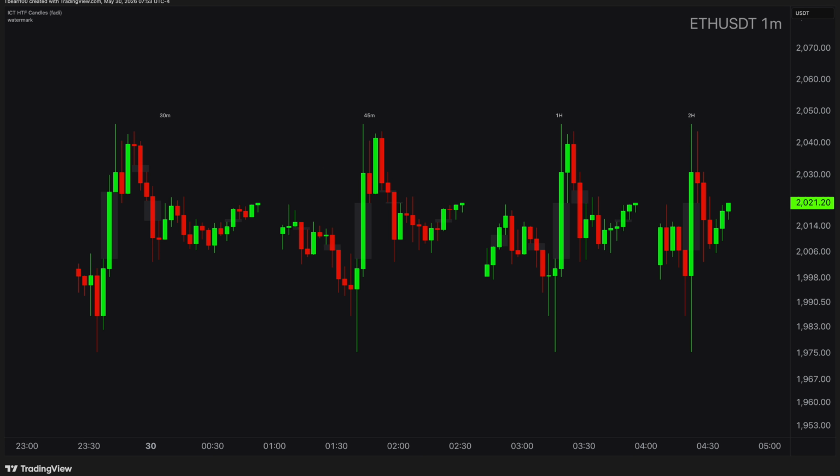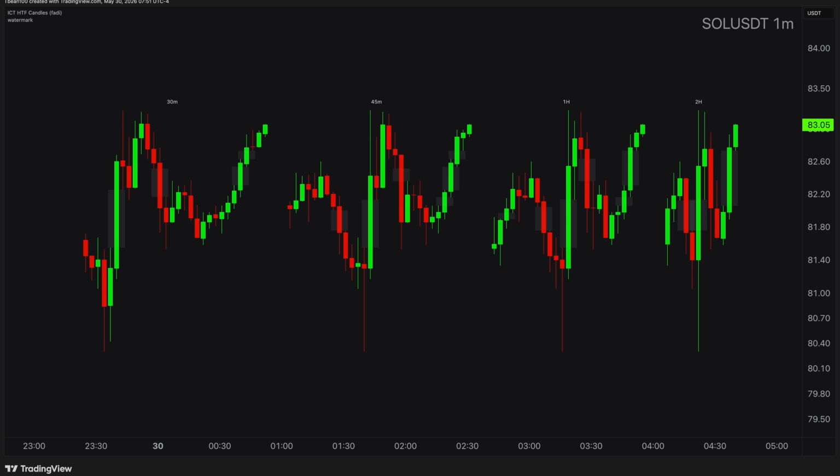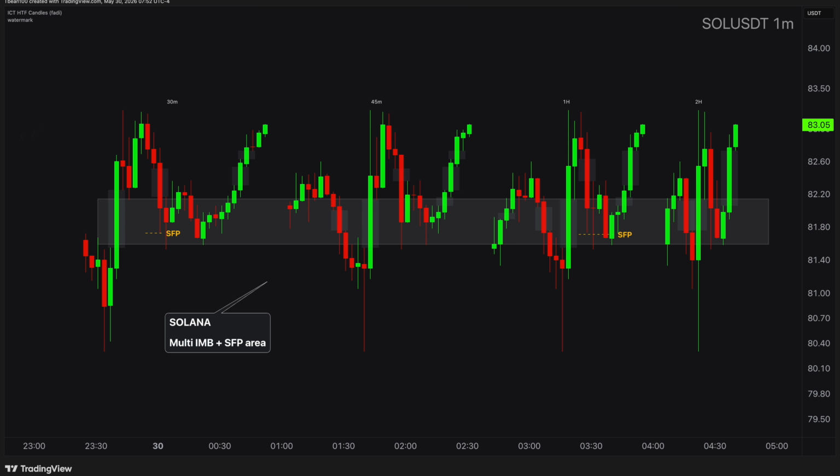Then at the same time, if you look at the Ethereum, you can notice the same multi-imbalance area as well. Actually, both the Bitcoin and the Ethereum charts looked extremely similar to me. And then the third major coin I always consider was Solana, and it also had a very similar setup here. There was a multi-imbalance area, but this time with a couple of swing failure patterns.